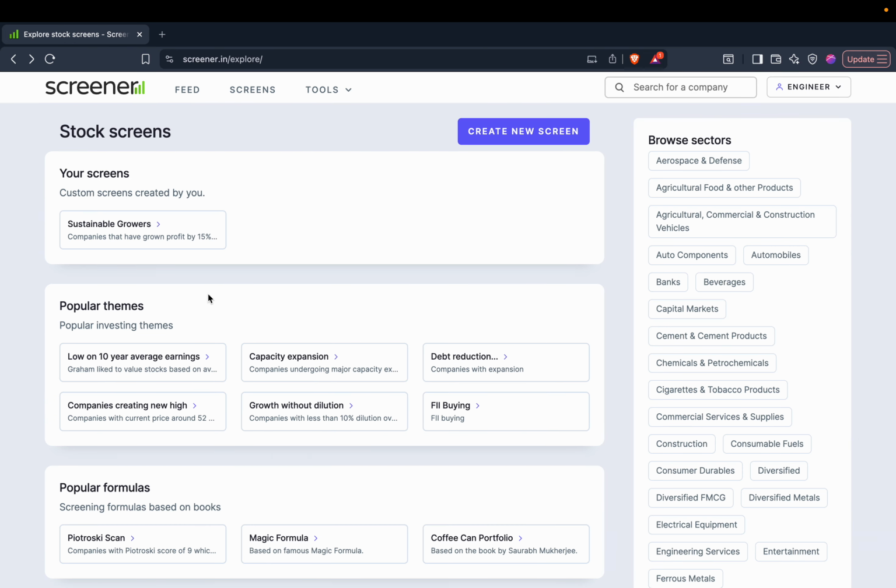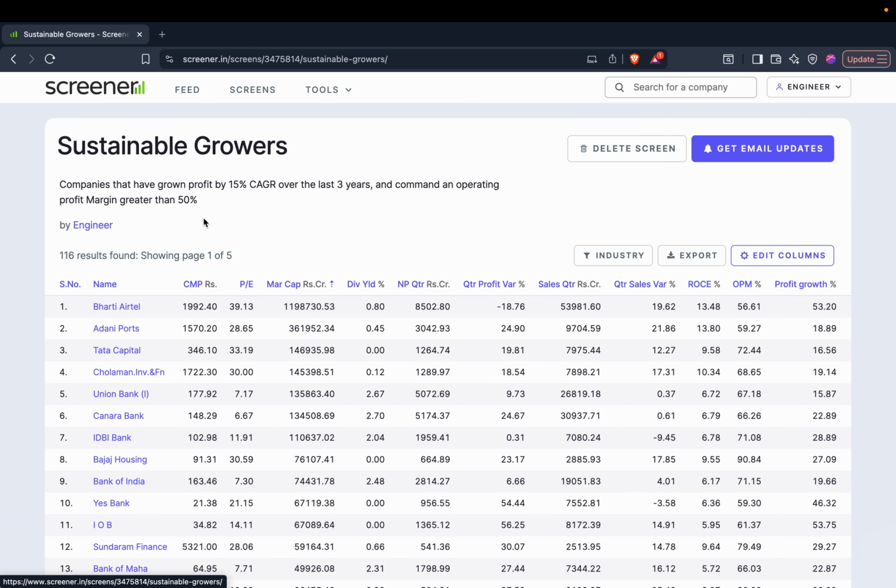So let me show you. I've made a screen of my own. You can make your own screens, and I'll show you how to do that as well. I have called the screen Sustainable Growers, and basically the description for it is companies that have grown profit by 15% CAGR. If you don't know what CAGR is, I'm linking the video for that here.